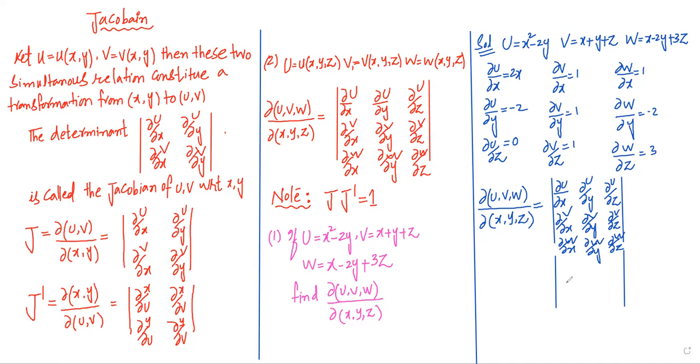Now, what is the first row? 2x. u with respect to y, minus 2. u with respect to z, 0. v with respect to x is 1, 1, 1. And the last row is 1, minus 2, 3.